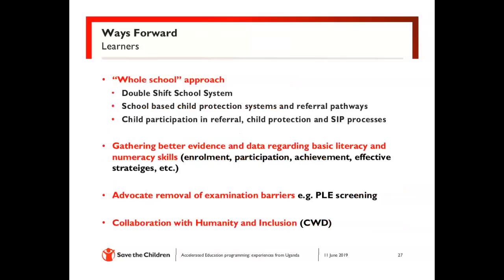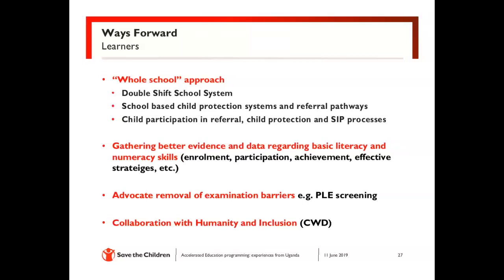Yeah, additionally, regarding this idea and concept of a whole school approach, within consortiums we're also planning and supporting resource materials around how to do a double shift school system within formal primary schools to better support access and quality with the limited resources. And this, as I referenced, has included developing guidelines for double shifting in primary settings.